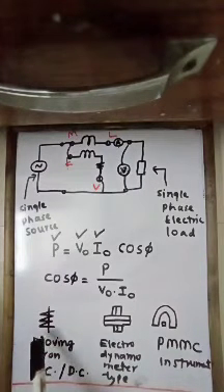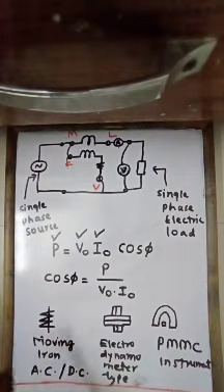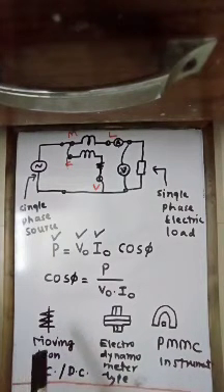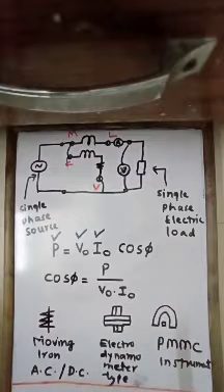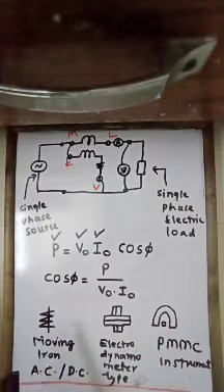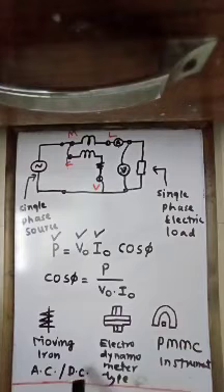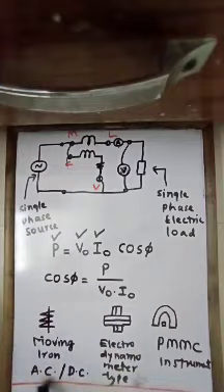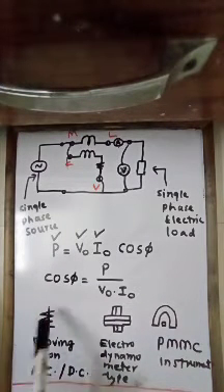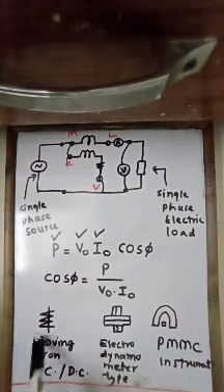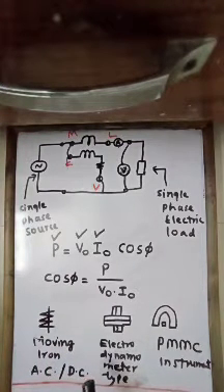Please keep in mind, this instrument measures the RMS value of the voltage or the RMS value of the current. It doesn't read the average value, it doesn't read the instantaneous value, it doesn't read the maximum value of the sinusoidal quantity. It measures the RMS value of the voltage or the RMS value of the current. So in most of the instruments used in laboratories or in industry, this instrument is used with AC supply.